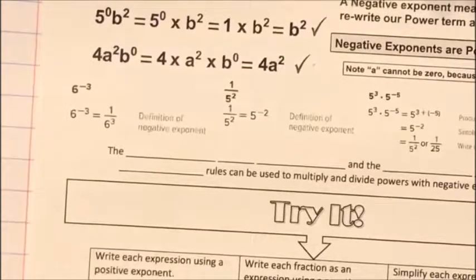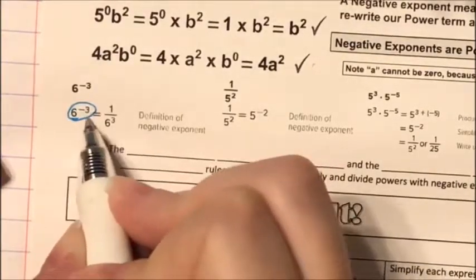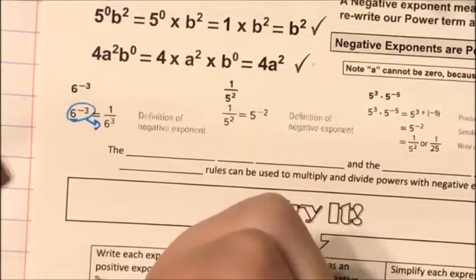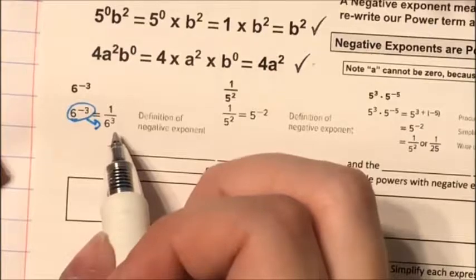The first thing I want to look at is 6 to the negative third. I want to rewrite that as a positive exponent. That's the goal. All I'm going to do is take this 6 to the negative third and move it down below to the denominator. So I have 1 over 6 to the third.